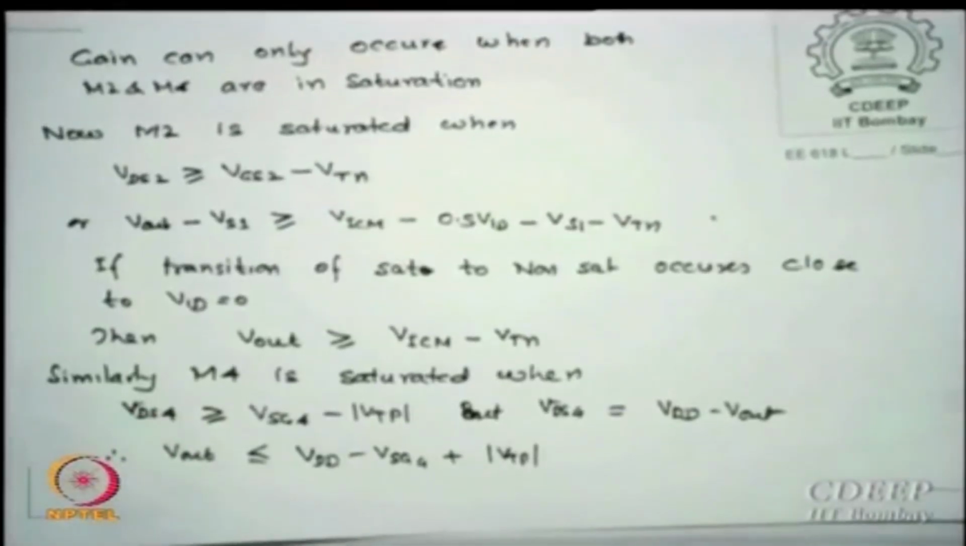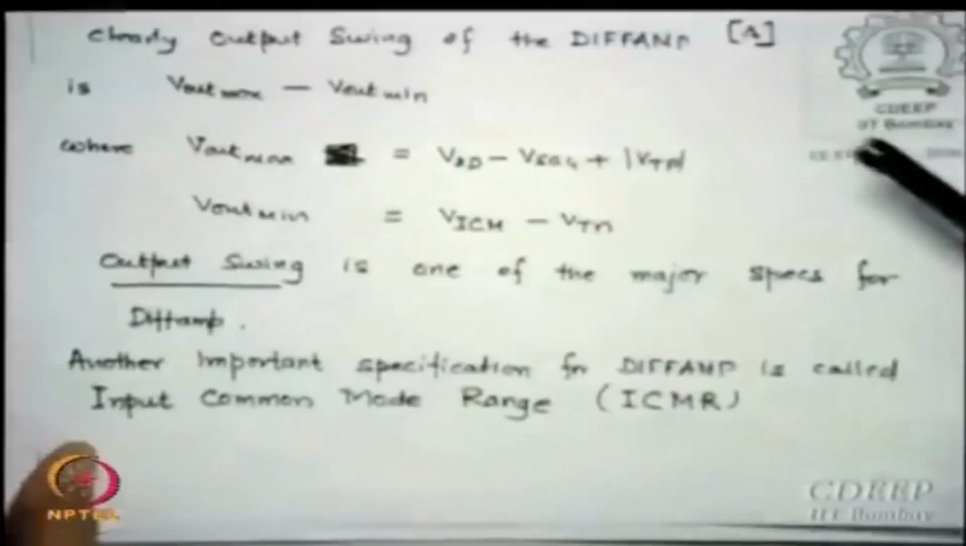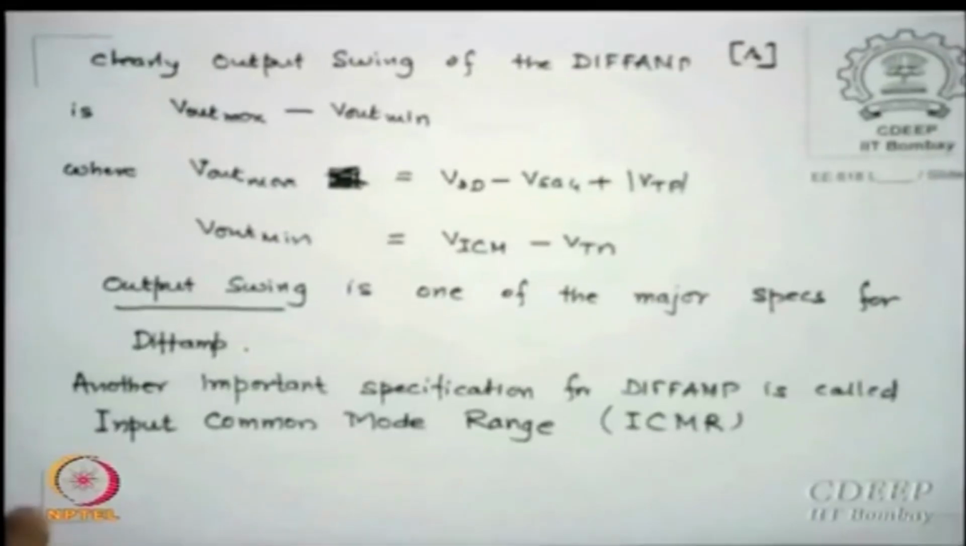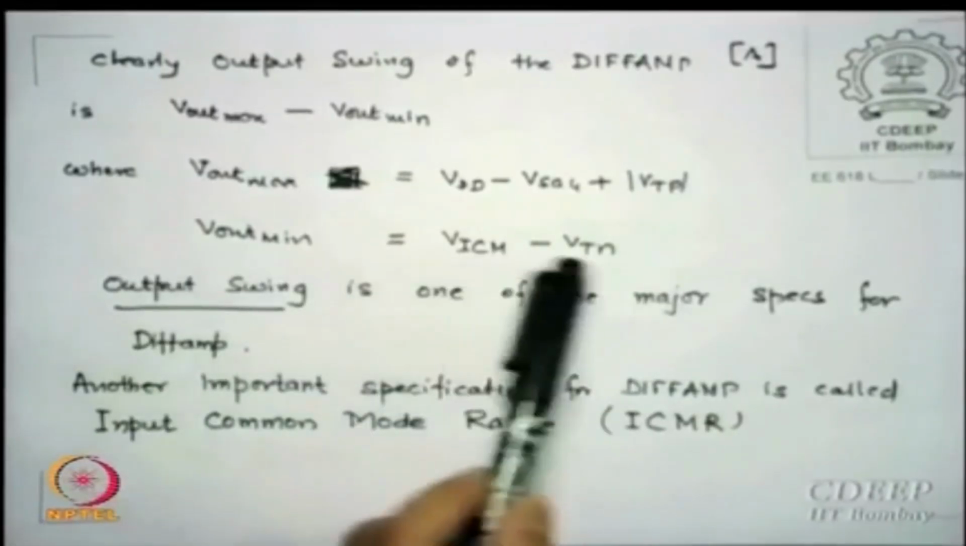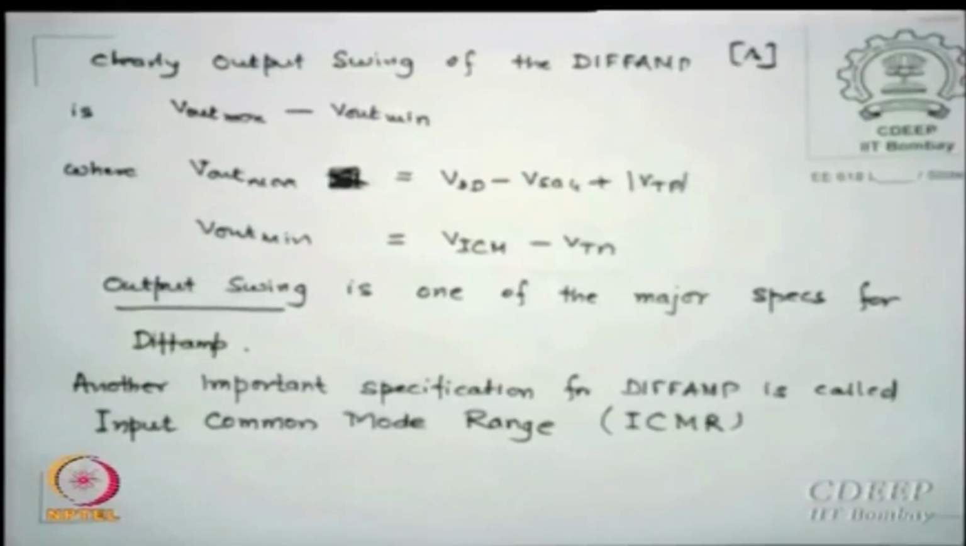So if I do these expressions, clearly the output swing of a diff amp is V out max minus V out min, where V out max is VDD minus VSG4 plus VTP, and V out min is equal to VICM minus VTN. Please take it that this is the criterion I have come from, that M2 and M4 should remain in saturation. From there I derive these two values, and the difference between them is the maximum swing the output can have. This has an influence on the next device's input characteristics, what voltage it receives. So in this analysis, VSG4 has to be evaluated.